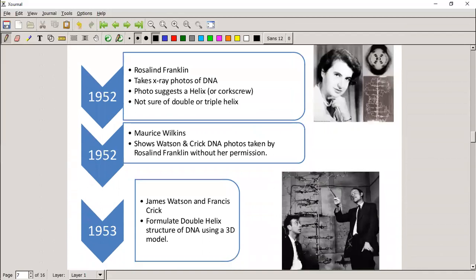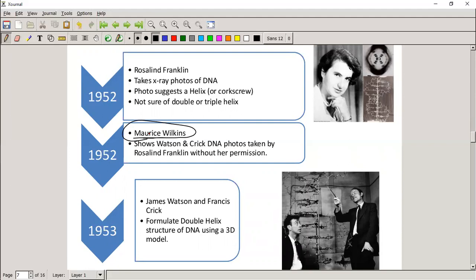Now here comes the interesting part, and these names you do need to remember. Rosalind Franklin takes an X-ray photo of DNA that looks like that. That's her photo. And the photo suggests that DNA is actually in the shape of a helix. And that's extremely important in the way that DNA works, the fact that it winds itself up into a helix. But they weren't sure. Is this a double or triple helix? She doesn't know. And then her professor, the person in charge of her, Maurice Wilkins, goes and does something that is maybe not so morally right.